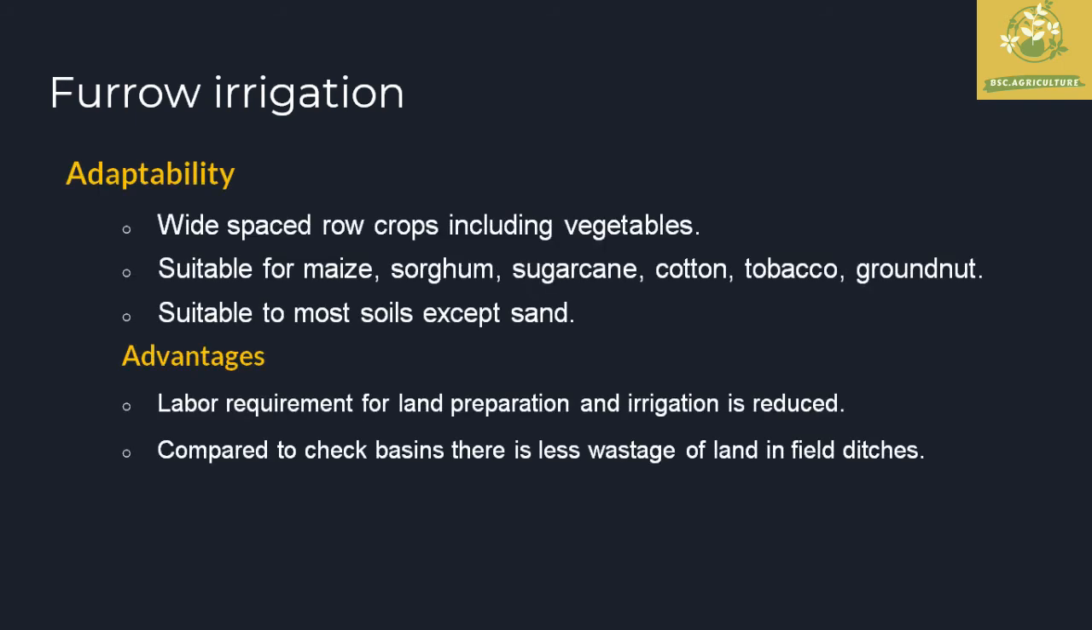The adaptability is that it can be used for wide row spaced crops like vegetables. It is also suitable for maize, sorghum, sugarcane, cotton, tobacco, groundnut and potato. It is mostly suitable for all soils except sandy soils. The advantages: the labor requirement and land preparation for this type of irrigation are reduced compared to check basin irrigation, and the wastage of water is less in furrow irrigation.